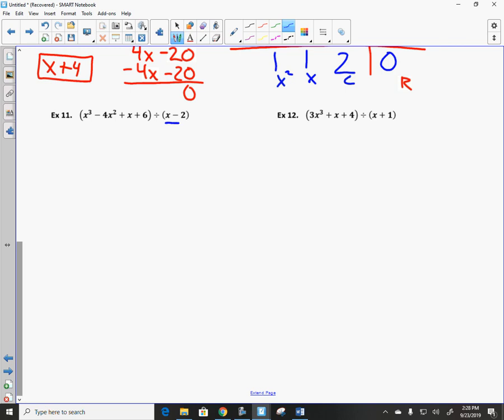Colby, what number do you plug in to make this be 0? What number would you plug in for x to make this 0? 2. So 2 goes in the half box. What are my coefficients? The numbers in front of the variables. 1, -4, 1, and 6. Line with another half box for the remainder.